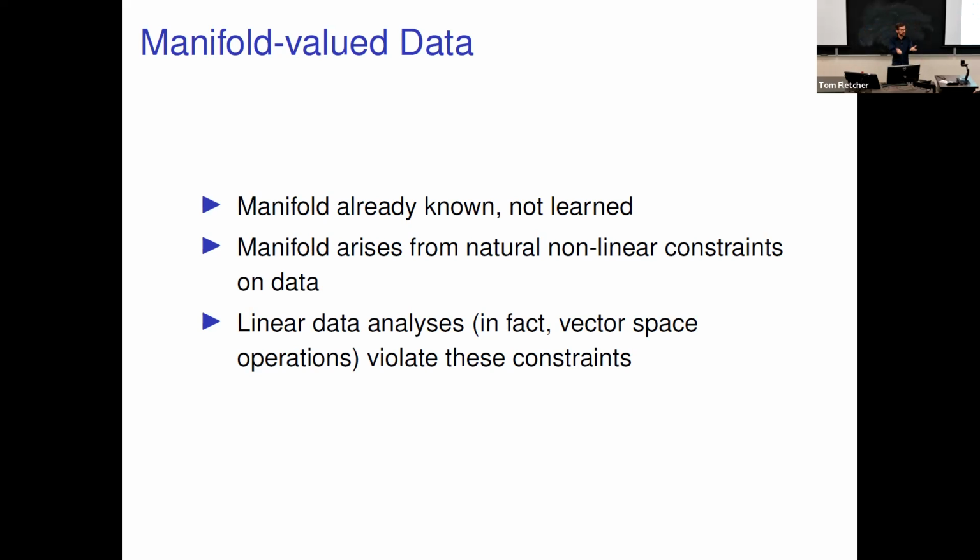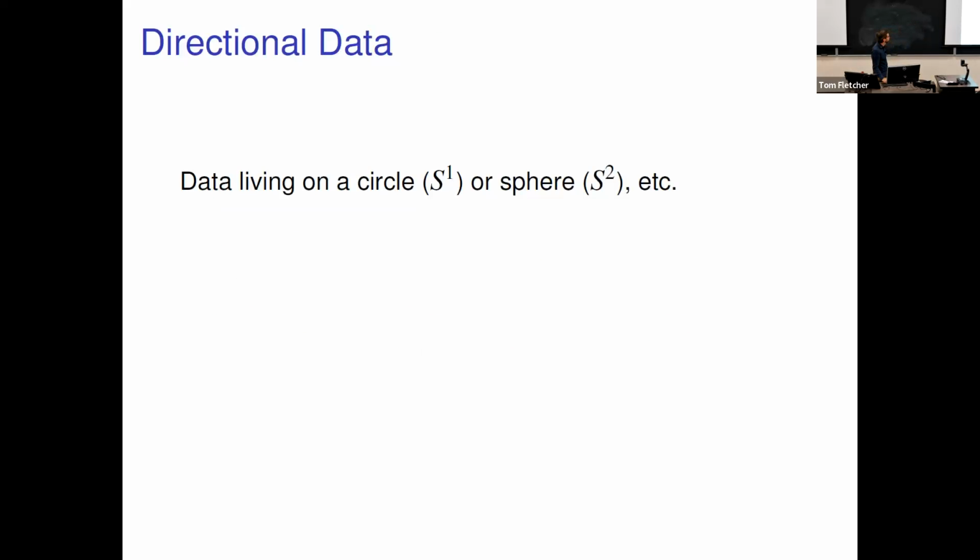So if your data lives on a sphere, you shouldn't try to do the mean of the data points, because adding points on a sphere will take you off the sphere. Think about taking the North Pole and the South Pole and you average it, you'll get the point at the center of the sphere, which is off the sphere. And so you'll violate the natural constraints of your data. Your data is constrained to live on a sphere. Doing linear data analysis will take you off of that constraint surface.